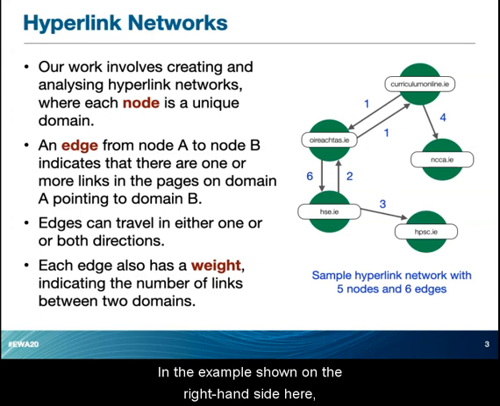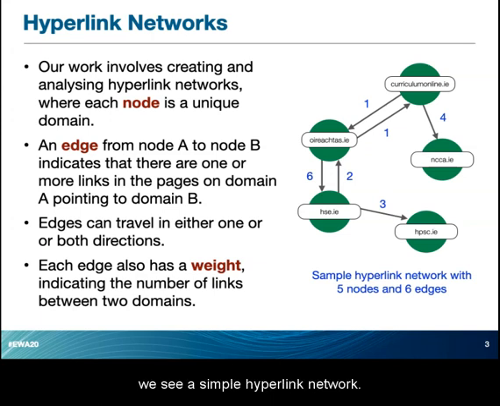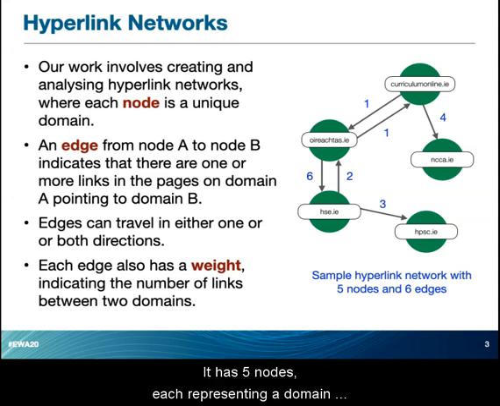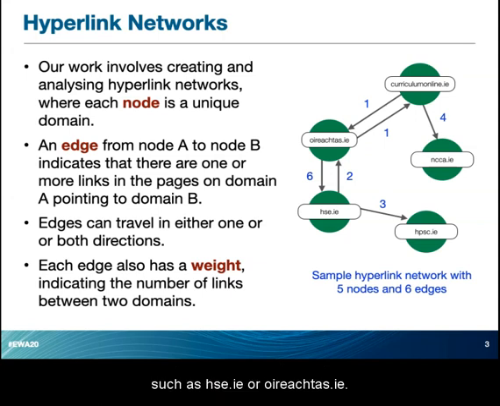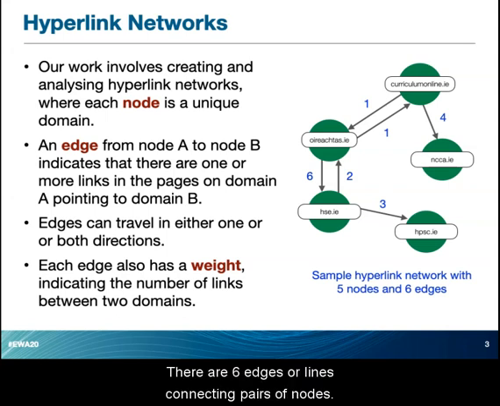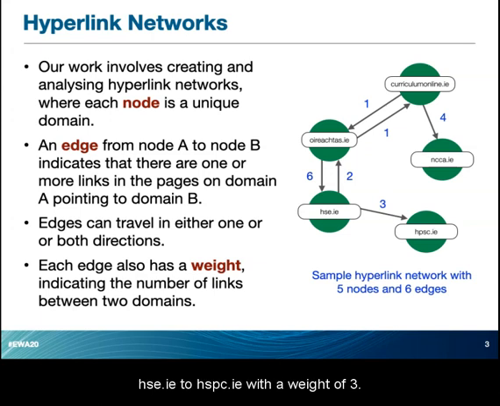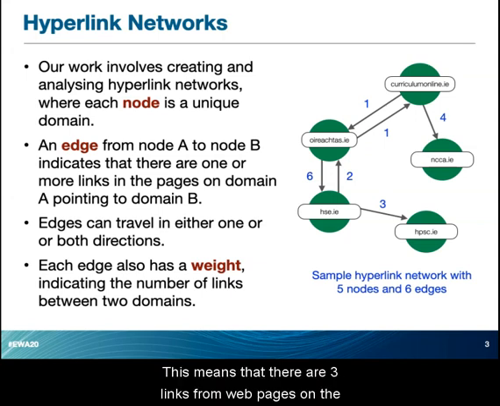In the example shown on the right-hand side here, we can see a simple hyperlink network. It has 5 nodes, each representing a domain, such as hse.ie or oireachtas.ie, and there are 6 edges or lines connecting pairs of nodes. The arrows on edges indicate the direction of edges, and the numbers beside edges indicate the weight on that edge. So, for example, we see an edge going from hse.ie to hspc.ie with a weight of 3. This means that there are 3 links from web pages on the domain hse.ie that point to pages on the domain hspc.ie.